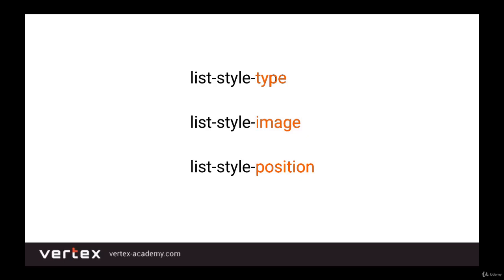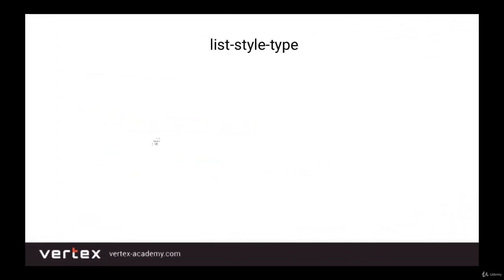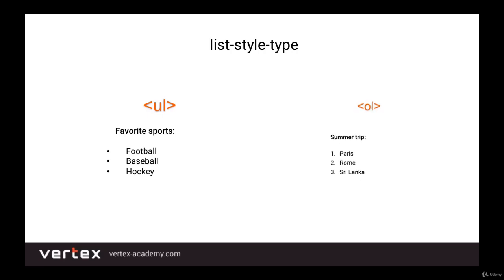As you remember, there are two types of lists. The unordered lists are marked as UL. As an example of this list type, we can use this list of preferred sports. The second type is the ordered list, which is marked as OL. For example, if this summer you're going to Paris, then to Rome, and then you're going to visit Sri Lanka, you can combine these items into one list called Places I Want to Visit This Summer. For both of these list types, we can use the property list-style-type.